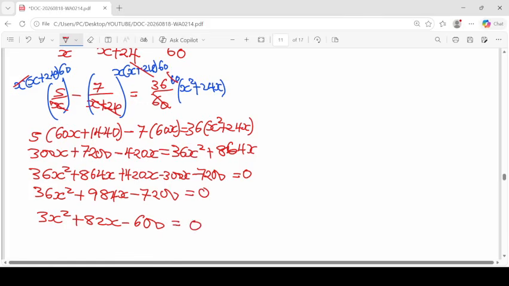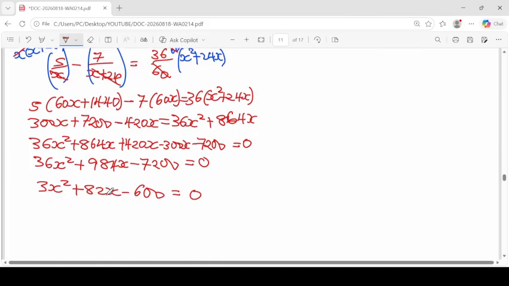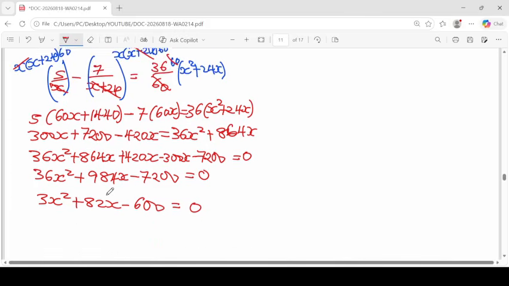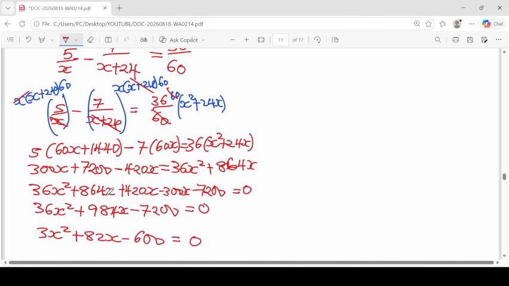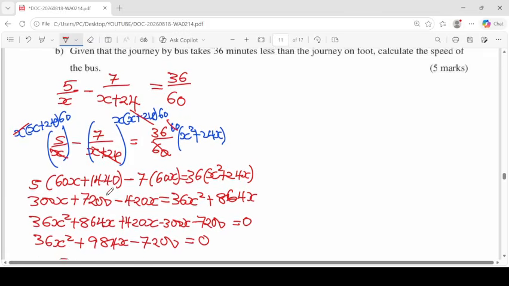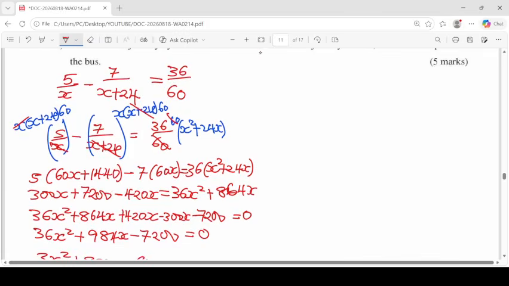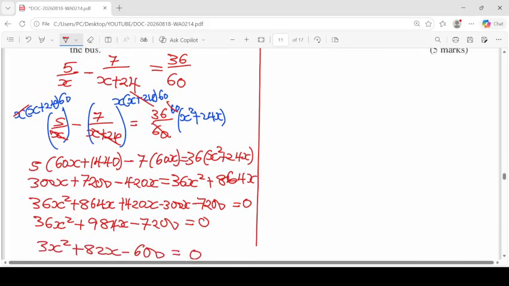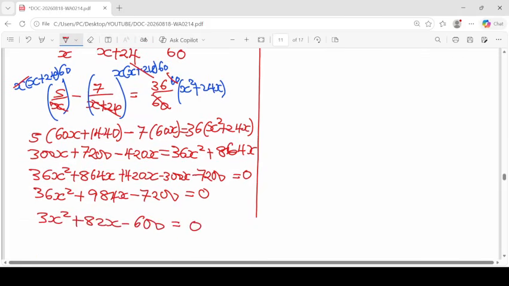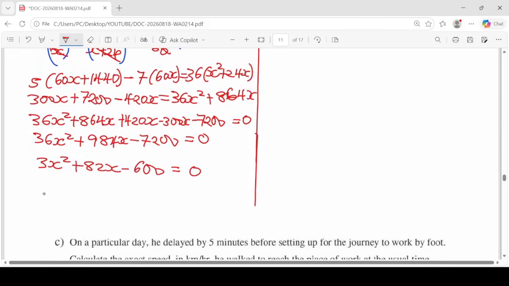Should be equal to 0. So when we are in this case, we can solve this using the quadratic formula. I want to solve it using the quadratic formula. Remember, when you have this, it means our a value is equal to 3, our b value is equal to 82, and our c value is equal to negative 600.